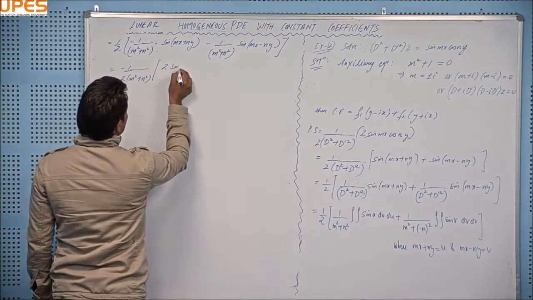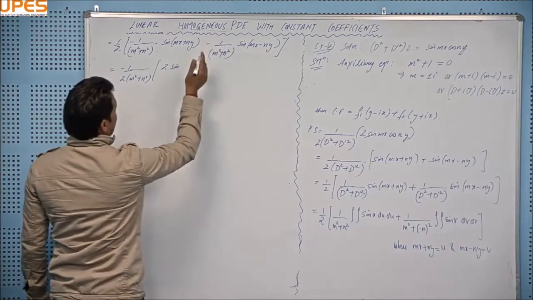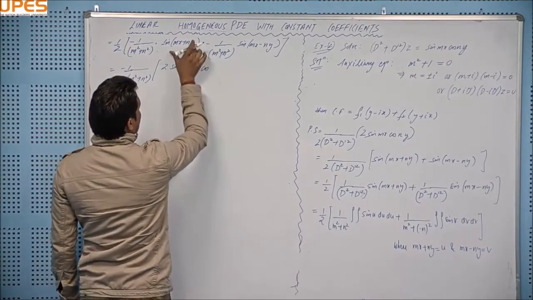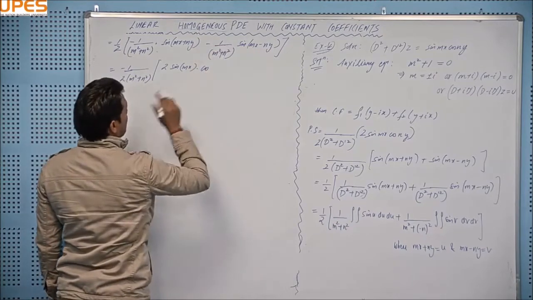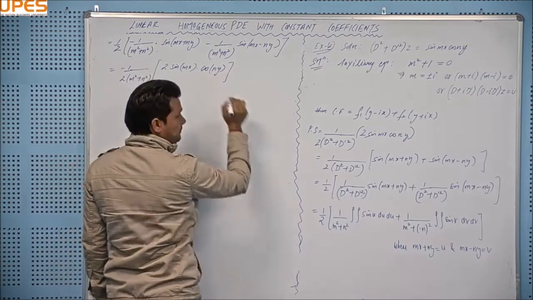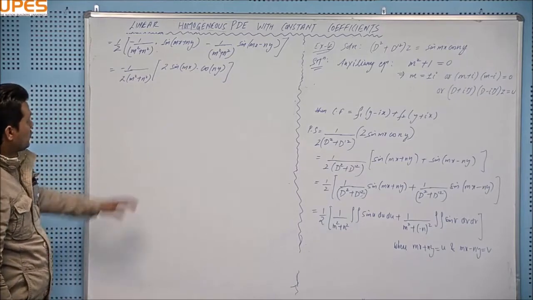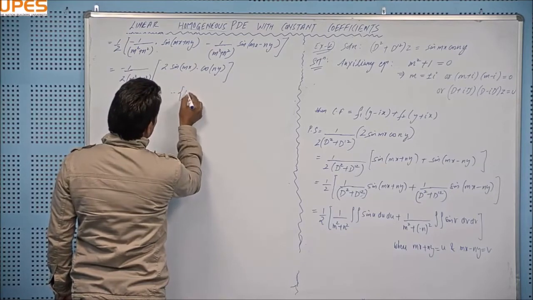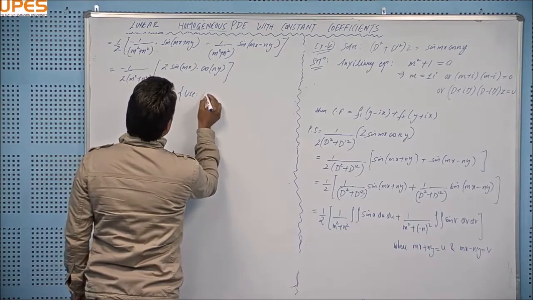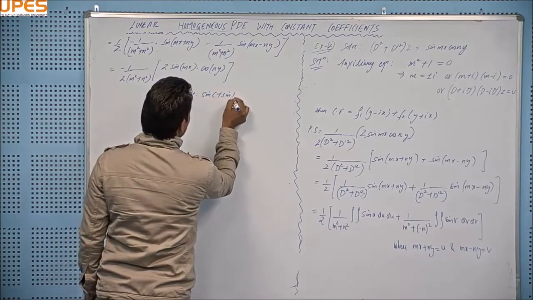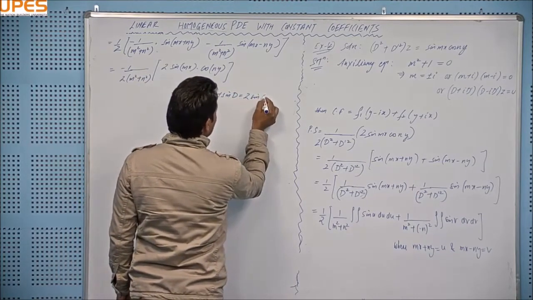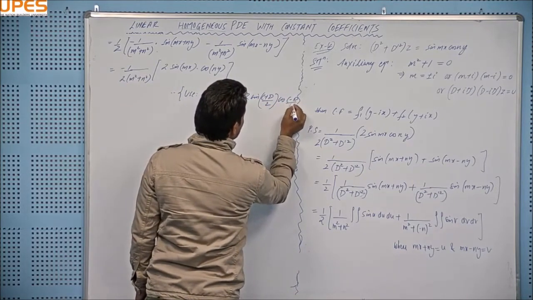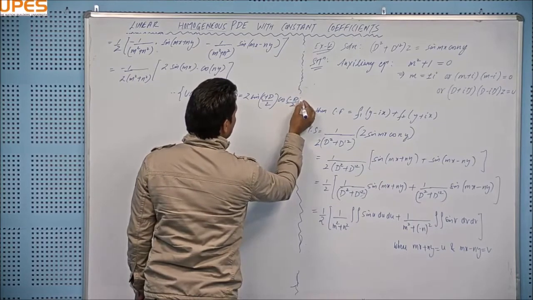2 sine c plus d by 2, this plus this by 2, that will give me mx multiplied by cos c minus d by 2, and that will give me ny, right? And 2 and 2 will be cancelled. I should write that formula: sine c plus sine d equal to 2 sine c plus d by 2 into cos c minus d by 2. This is the formula I have used.